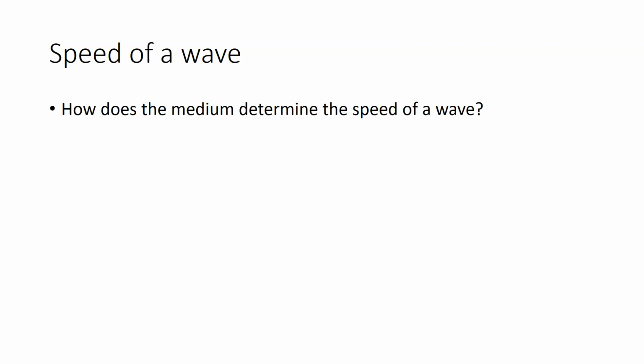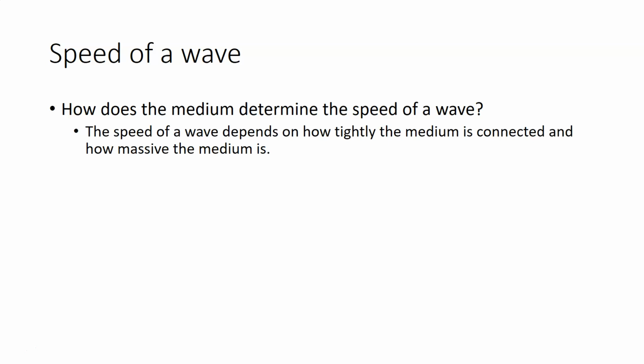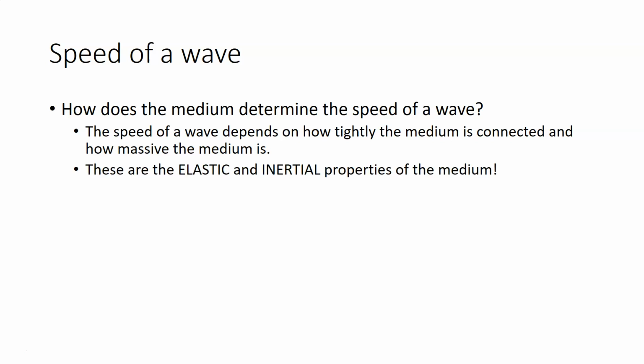The other thing is the speed of a wave, which we left unresolved from the mathematical considerations a minute ago. How does the medium determine the speed of a wave? If you can't change it with amplitude, and you can't change it with period or frequency, what about the wave determines that? The speed of a wave through a medium depends on how tightly the medium is connected and how massive the medium is, or how hard it is to move. Very similar to what we just saw related to oscillations, these are ways to describe the elastic and the inertial properties of the medium.